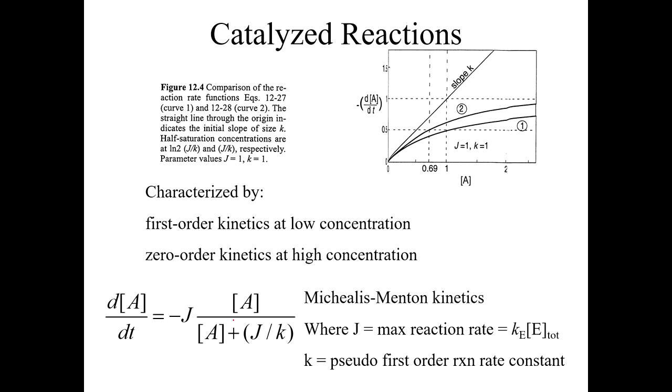But then at high concentrations of A, this is much bigger than that, and we can ignore that part. And then these cancel out, and dA/dt is just equal to minus J, right? Which is another way of saying it's zero order. It doesn't matter how much A you have, it's going to go at rate J, period. That's as fast as it can go, cannot possibly go any faster.